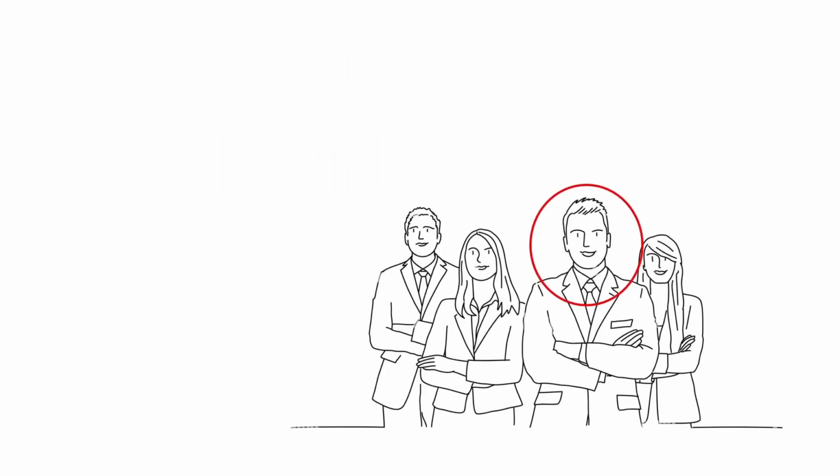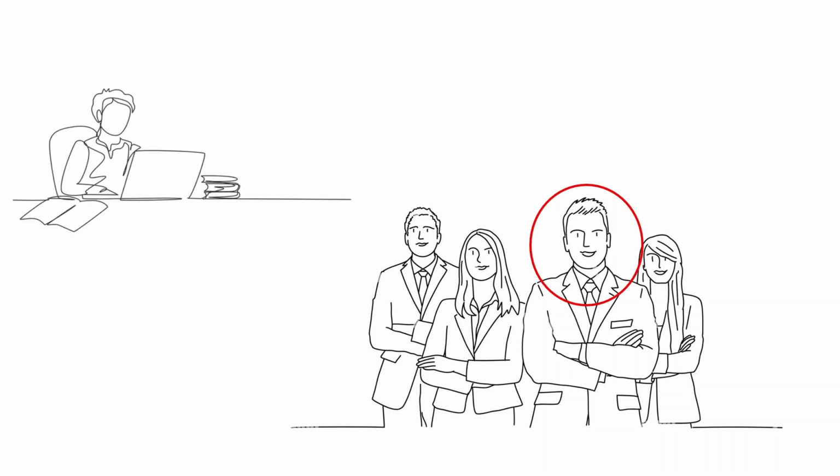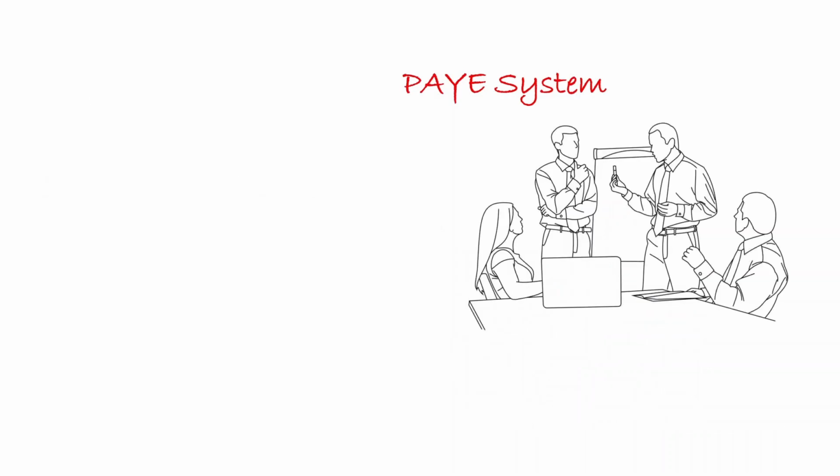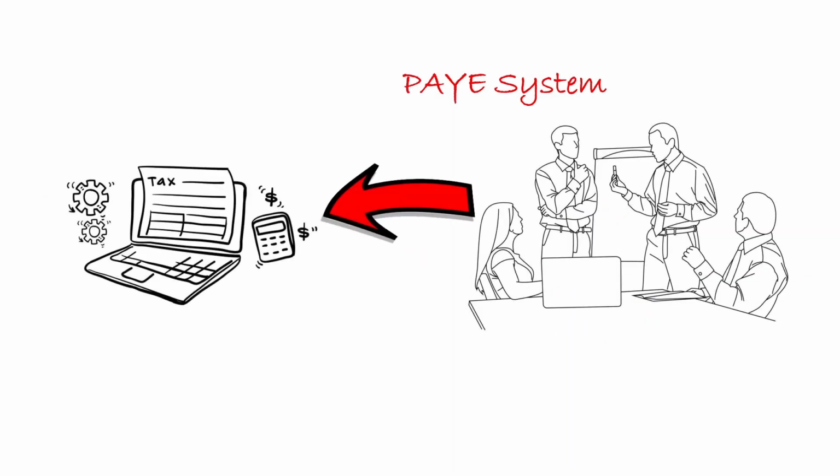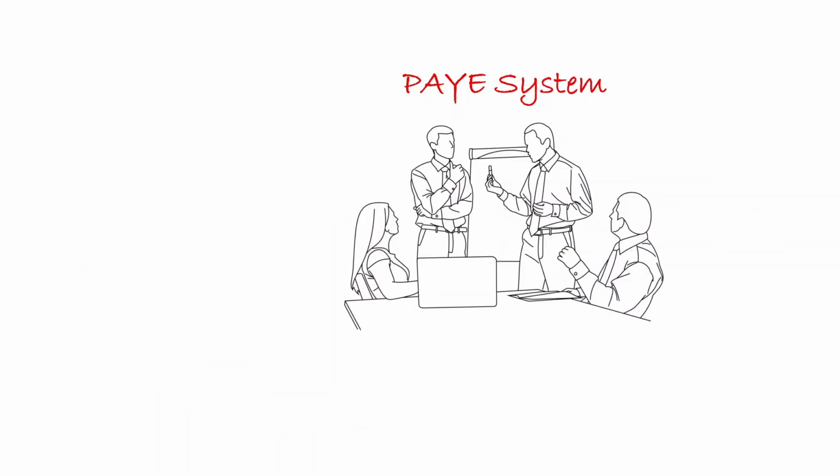I am Alex. I am a salaried employee. I will pay tax under the PAYE system. Means, my employer will deduct tax from my earnings and will directly deposit it with the HMRC. Under the PAYE system, an employer deducts income tax and NIC related to the employee.